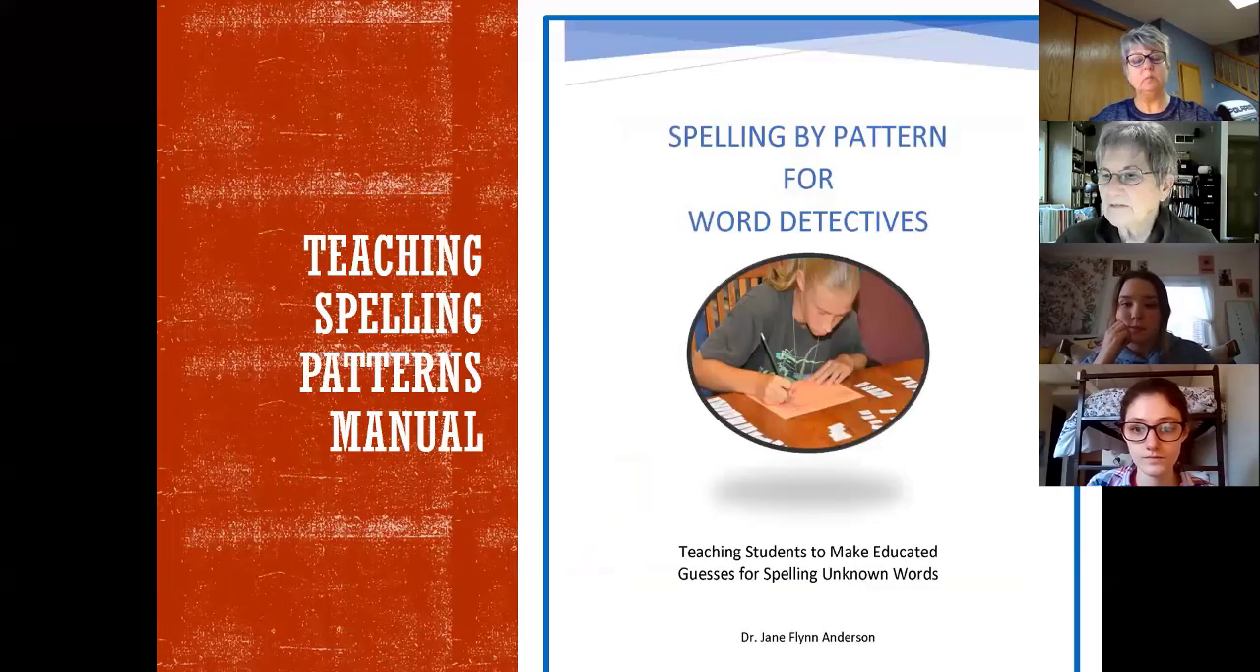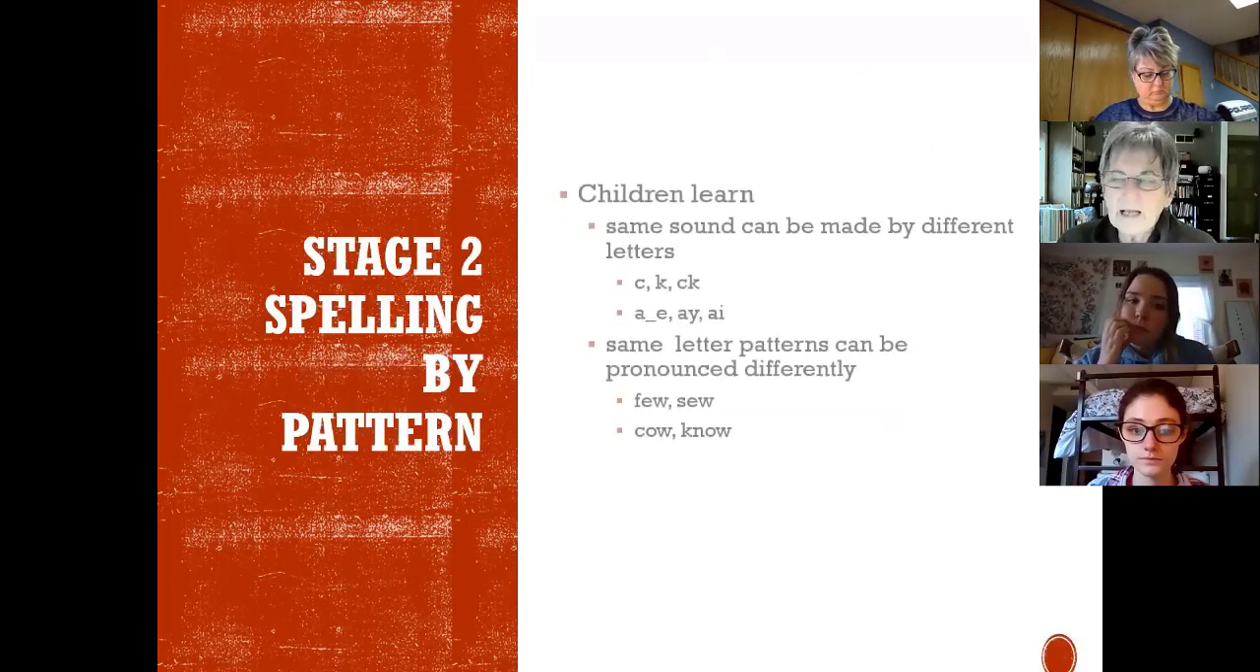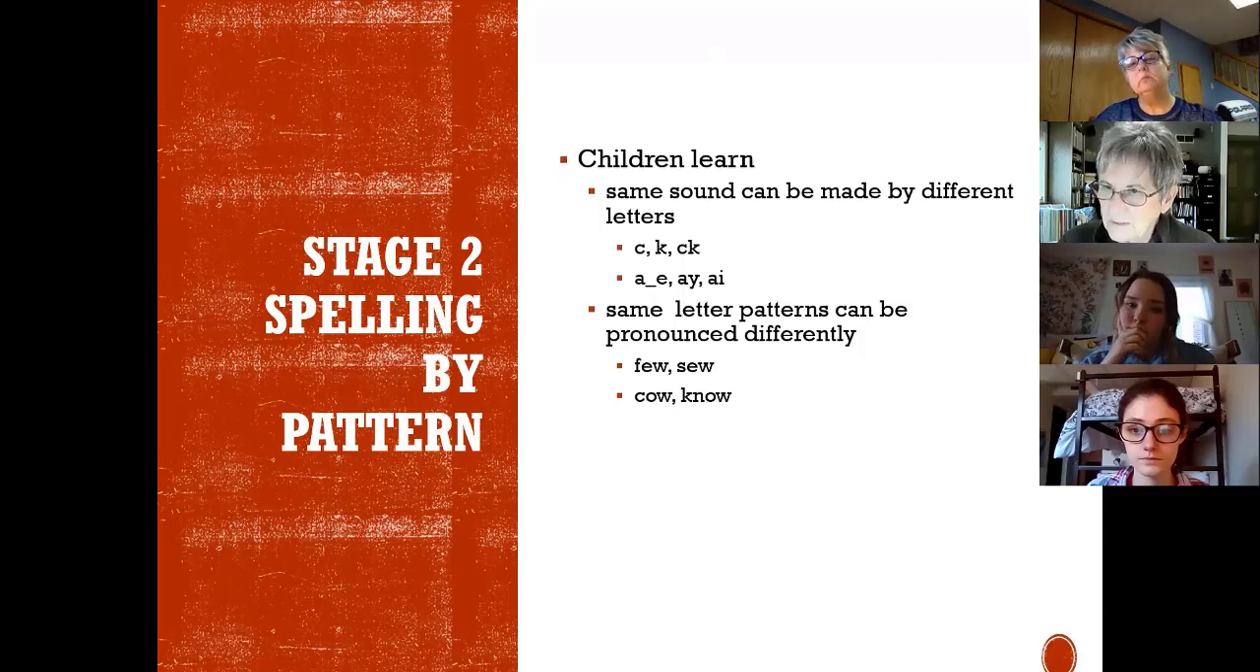So first of all, this is the manual that you have, and the whole point of this manual is to teach kids to make educated guesses, to make best guesses when they hear an unknown word. Okay. So what happens in stage 2, which is spelling by pattern, is that children are now past spelling by sound. They don't need ITA anymore, or maybe they do for longer words like slash and dash, but they don't need to be in it all the time because they've cracked that sound code.